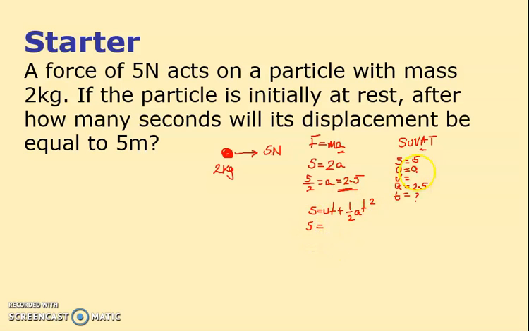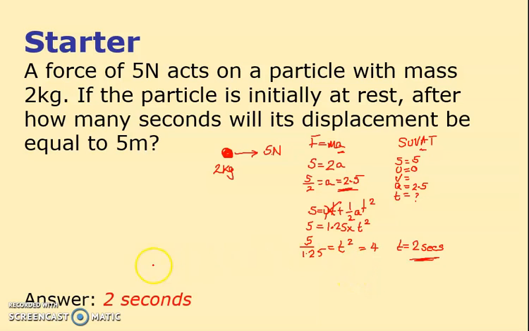5 equals u, which was 0, so 0 times anything disappears, plus a half of a, well that's 1.25, times t squared. So presumably 5 divided by 1.25 equals t squared. I think that equals 4. So therefore t equals plus or minus 2. I don't even get a negative time in this respect, so I'm going to say t equals 2 seconds. 2 seconds, there you go.